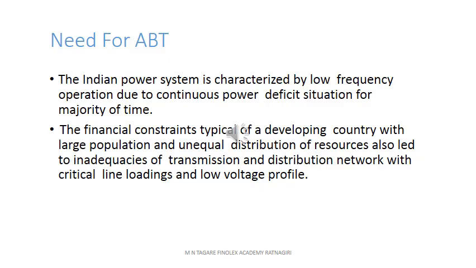Because of that, the loading on the lines increases. Some of the lines get overloaded, and because of that we suffer from a low voltage profile. There are many other problems that we will discuss at some other point of time, but the voltage profile gets reduced. So if we want to solve these two problems, that is frequency variations, which lead to cascade tripping, and low voltage profile, for that there is a need for ABT. I hope I am clear.